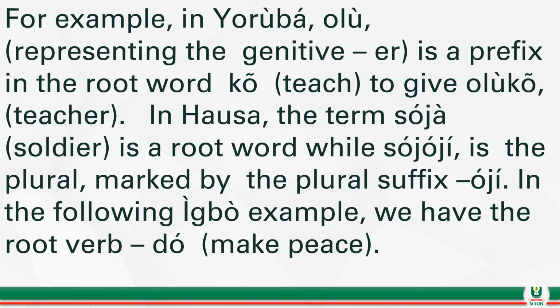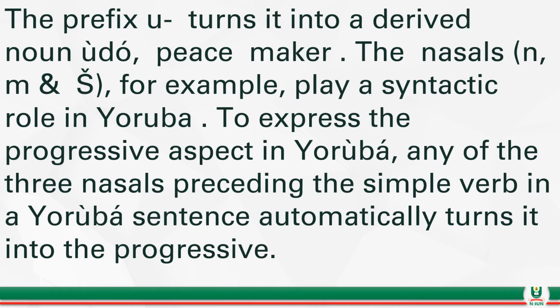In the following Igbo example, we have the root word do, which means make peace. And when the prefix u turns into derived ndo, then it means peacemaker. So the nasal and shin, for example, in Yoruba word, play a syntactic role. To express the progressive aspect in Yoruba, any of the three nasal sounds preceding the simple verb in a Yoruba sentence automatically turns it into progressive.